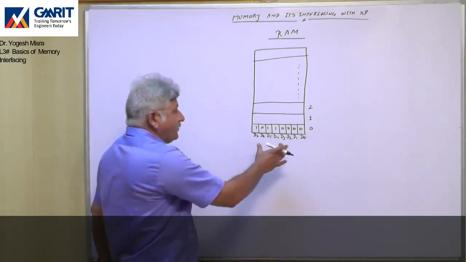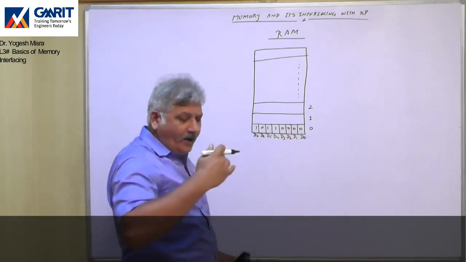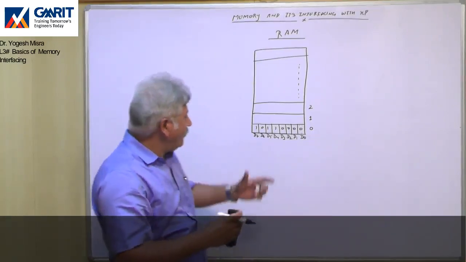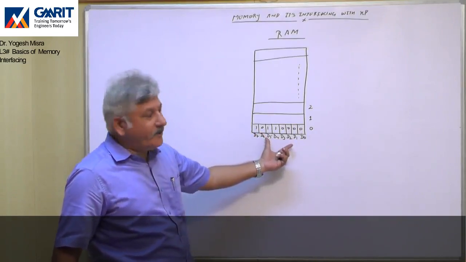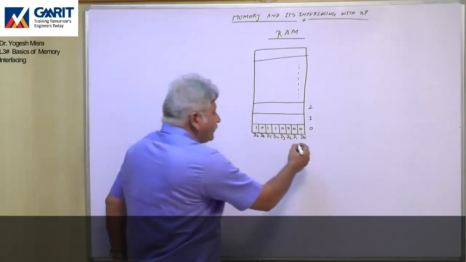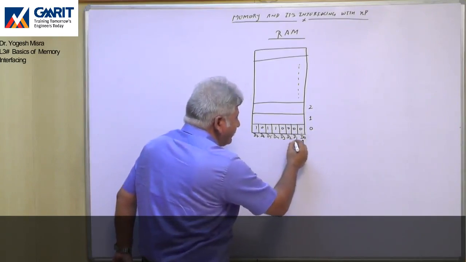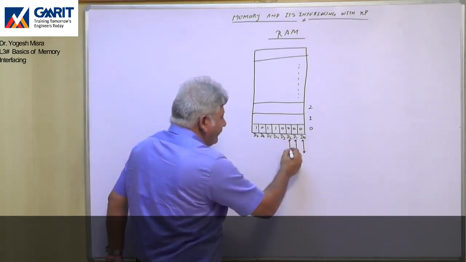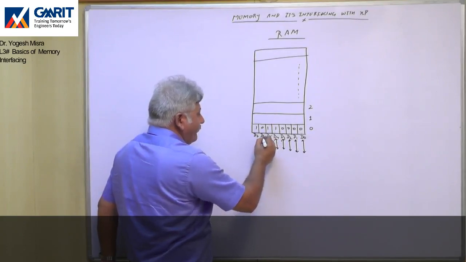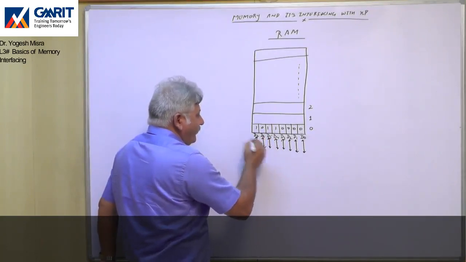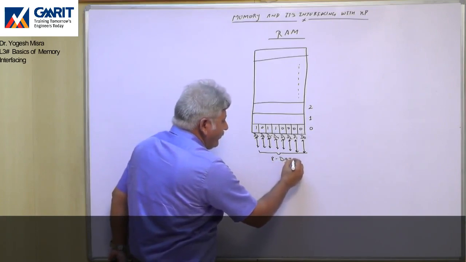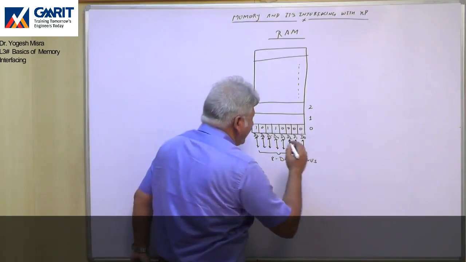Now, how many bits we can store at one location? It gives us the data lines of that particular memory. So, in this memory we can store 8 bits. This means this RAM has an 8-bit data bus. Right? So these are the data bus, D0 to D7. These are the 8 data lines or 8 data bus.